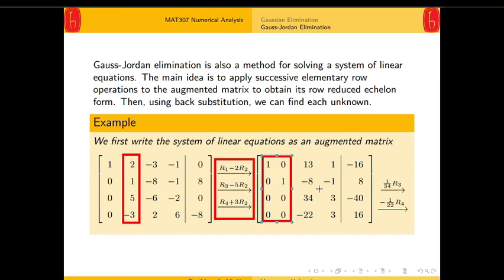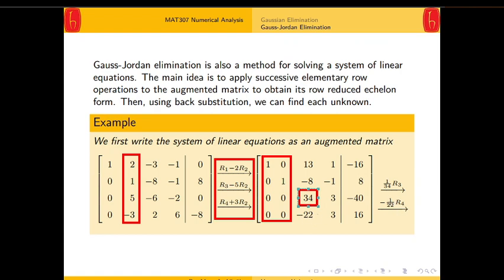Okay, so the next step will be to make this leading entry 1. To that end, we can divide the third row by 34. This basically means we multiply the third row by 1 over 34. Okay, when we do that, here I also have one more operation: I can divide the last row by negative 1 over 22 to make it 1.